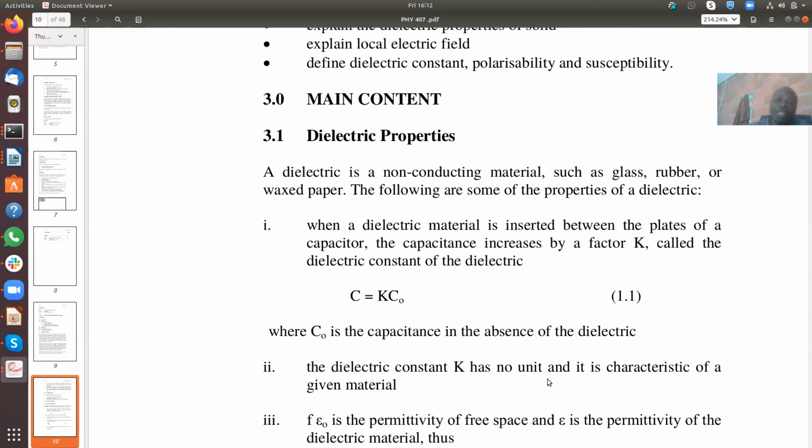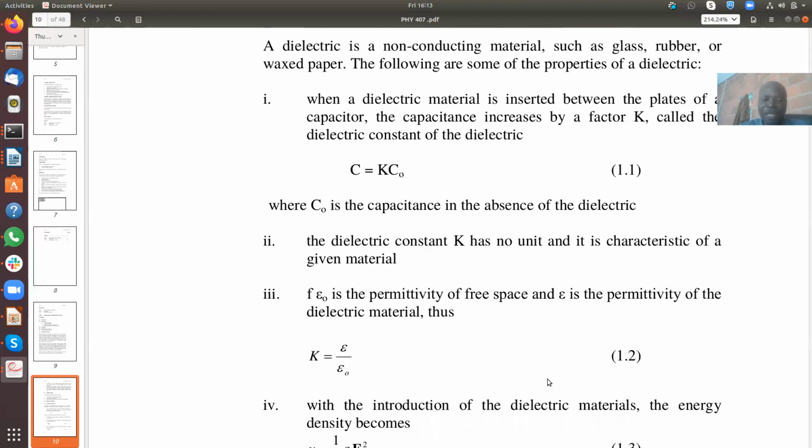That is, it depends on each material, different materials with different dielectric constants. It is not uniform, it is material dependent. The dielectric constant for a silicon material is different from the dielectric constant for a magnesium selenide semiconductor. So it is material dependent.